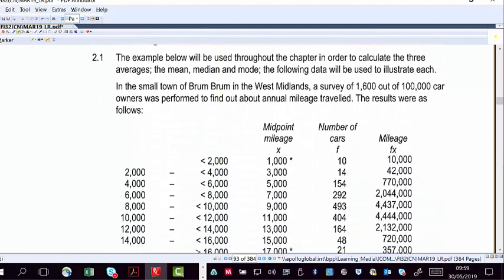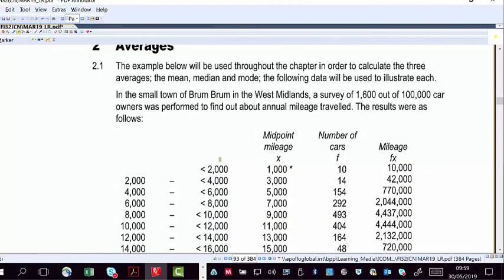Syllabus Learning Outcome 1 talked about being able to do some calculations in relation to averages. So we noted that we needed to be able to calculate the mean, the median and the mode. So it's important that we know the definition of each and that we can also do the calculations.